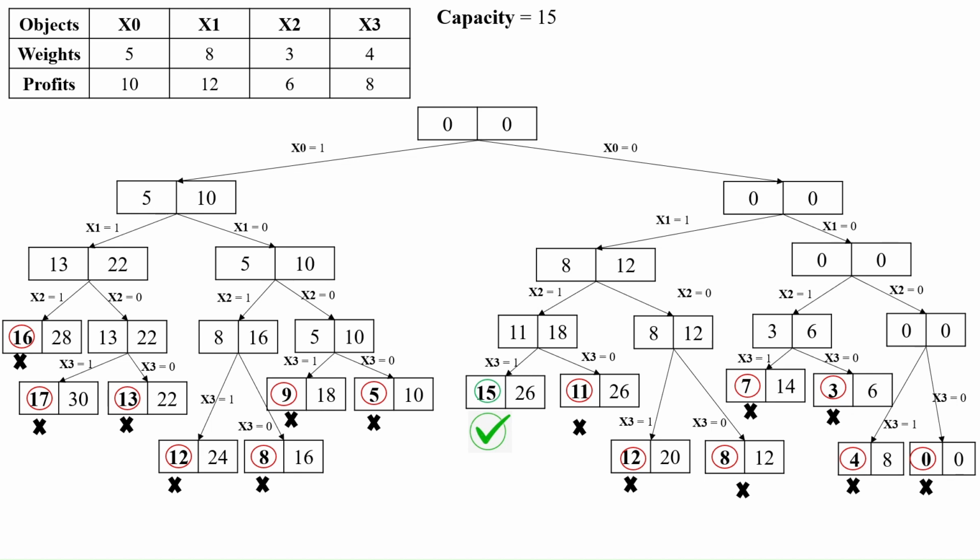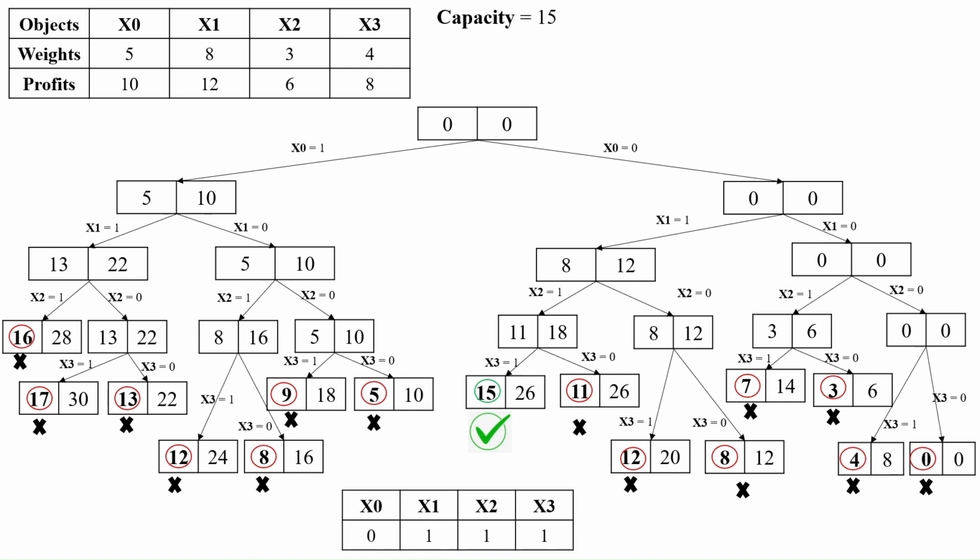After completion of the total process, we can observe that we got only one solution, that is, by not considering the x0 object and by considering the x1, x2 and x3 objects. That means we got the total profit of 26. We can conclude that in our bag we can fit a maximum of 15 kgs with a maximum profit of 26. So this is the knapsack problem using the backtracking process.